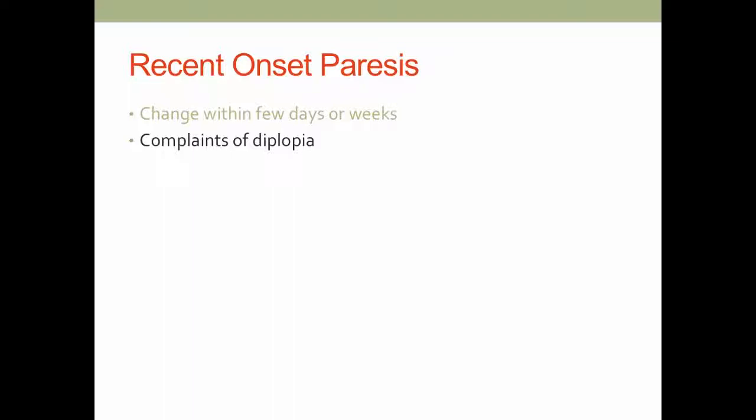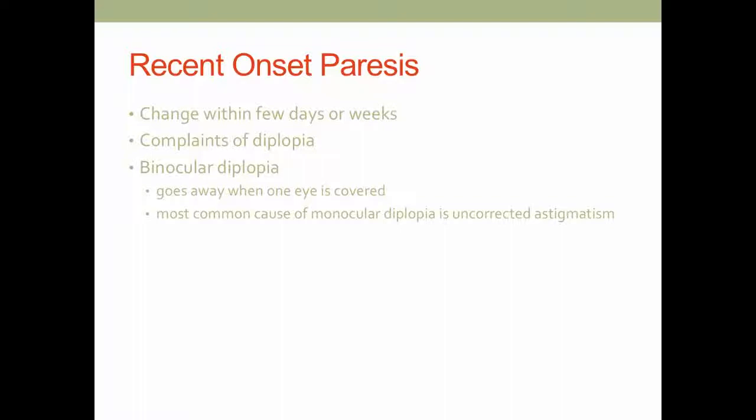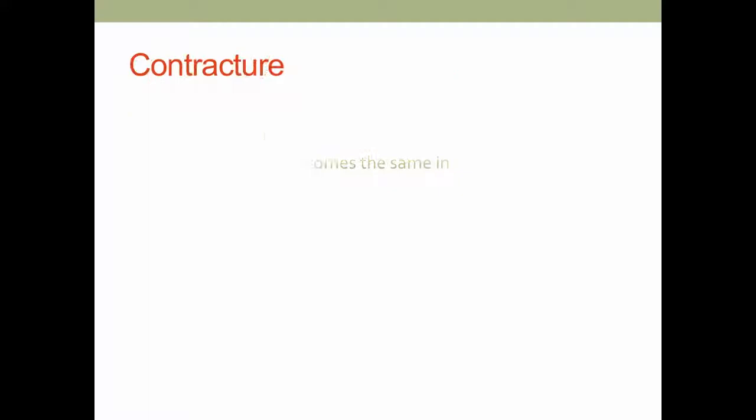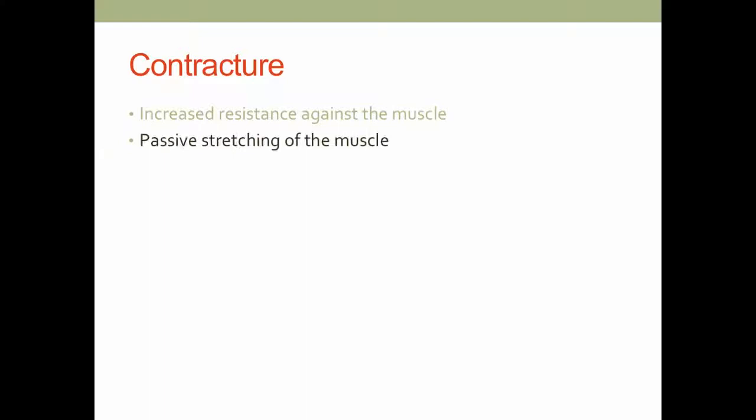Their complaints of diplopia change. And as we mentioned before, always make sure there's no astigmatism. This is one of the most common causes of it. Because of contracture and overaction, the deviation becomes more concomitant. Therefore, the deviation has approximately the same angle in the nine positions of gaze. When we have contracture, we have increased resistance of the muscle and stretching of it. And there's actually some loss of elasticity and hyalinization, and it becomes permanent in nature.